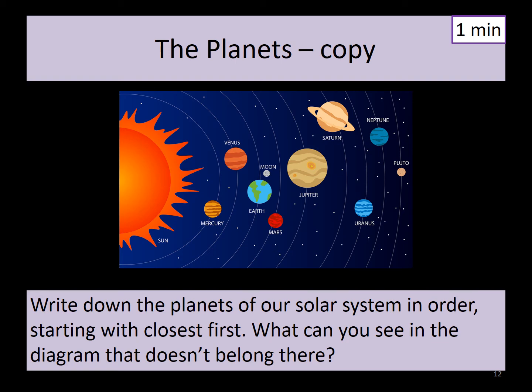Alright, so what I would like for you to do now, we've gone through the information as to how the solar system was made. I just want you to copy down the names of the planets that you can see in front of you. Write down the planets in order, starting with the one that's closest to the Sun first, and then tell me what you notice about this picture. What can you see in the diagram that doesn't belong there? So I want you to write the answer down in your book as well, and I will check it when I go through your answers. Okay, so press pause, and when you are ready to continue, we'll go on to the next slide.